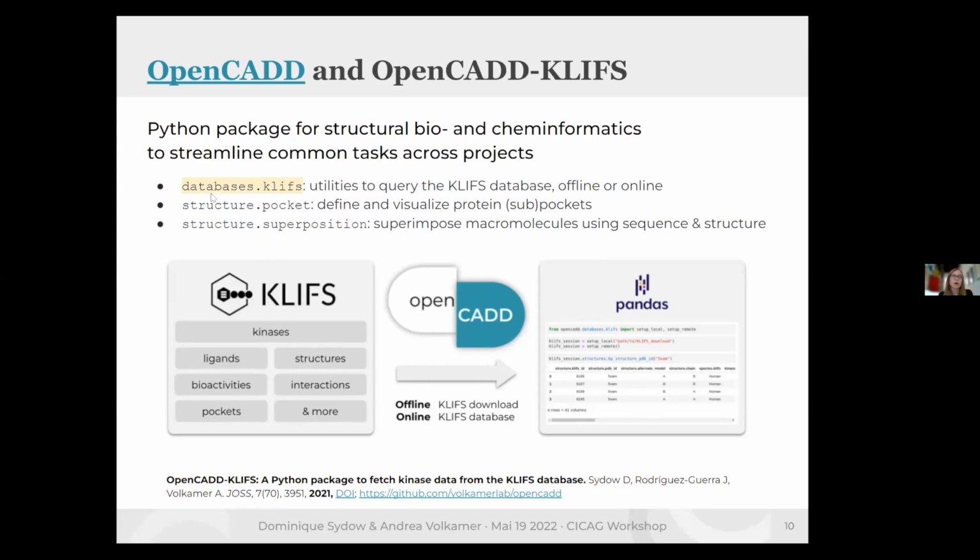And then also with regard to structures, we have the pocket module where you can look into subpockets and visualize them in the protein. And we have the superposition module, which allows you to streamline or to use other tools for structural alignment on the fly in Python.